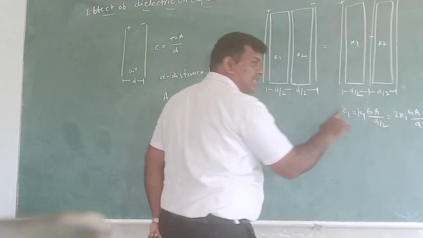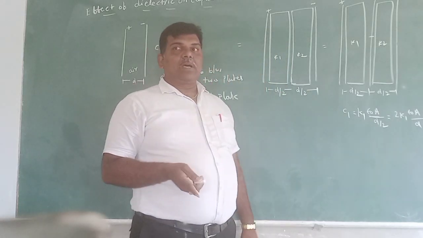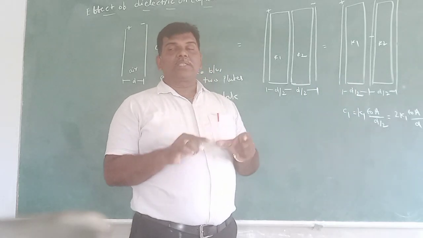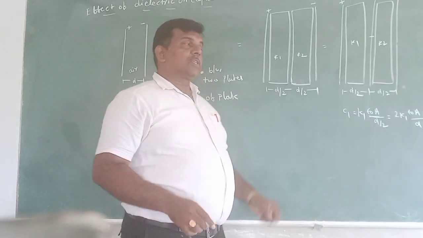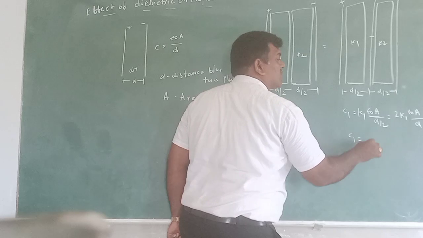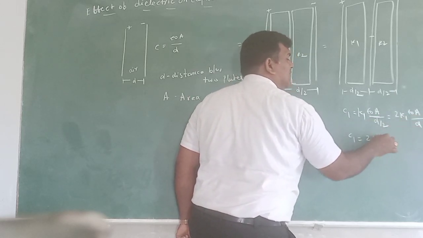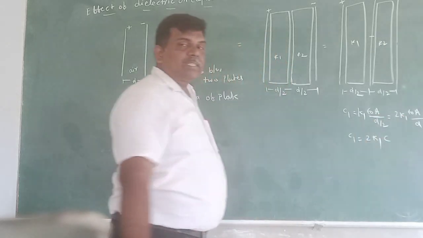So the capacity is increased by K1 times, and also the distance becomes half. Like this the two capacitors are introduced. Therefore C1 is equal to 2 into K1 into epsilon naught A by d, which is said to be the initial capacity C.